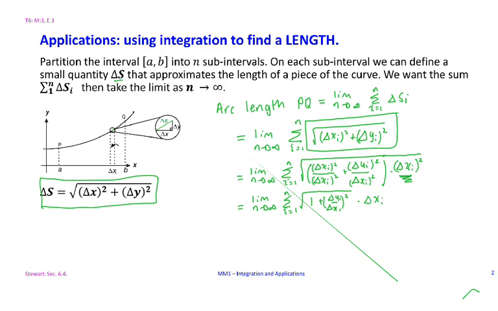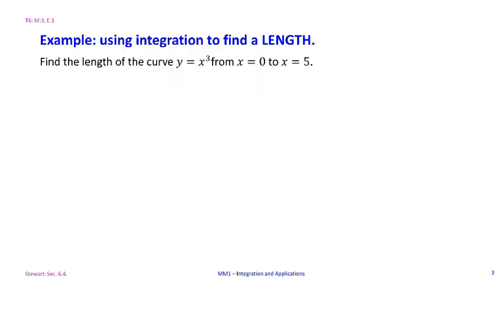And this is in fact in the form of a Riemann sum. So there's our function and then our delta x. So this is in fact the definite integral from a to b of the square root of 1 plus dy/dx all squared dx. Pretty cool, hey?